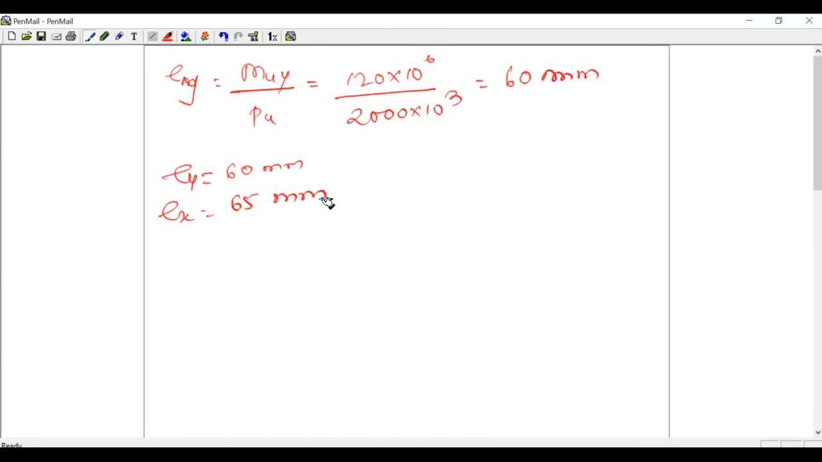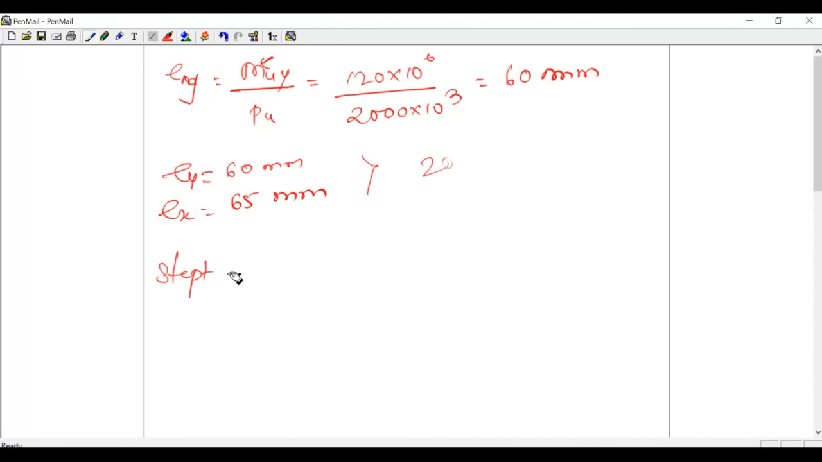Since these are greater than 20, we definitely have eccentric loading, and therefore these moments have to be taken care of. So next, after verifying the eccentricity, step number 2 is to assume a trial section.